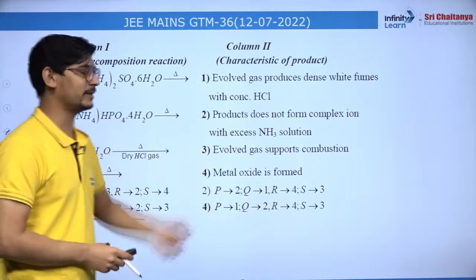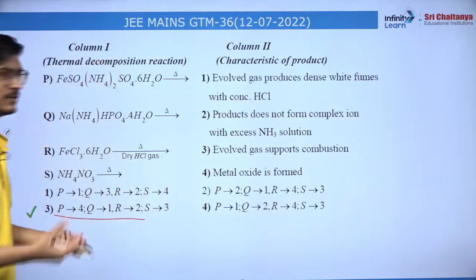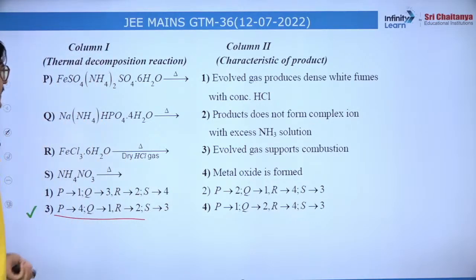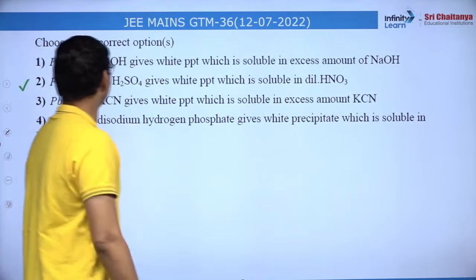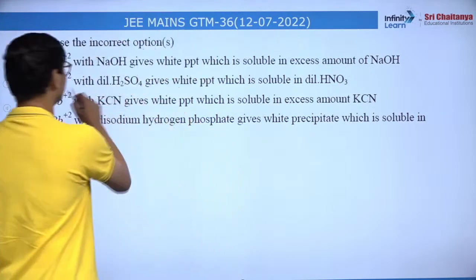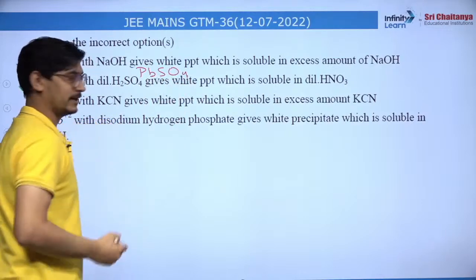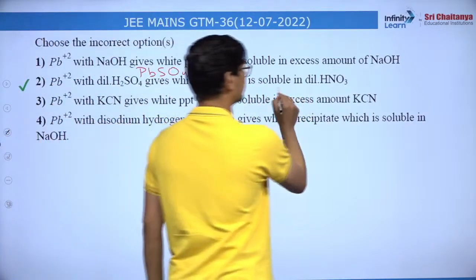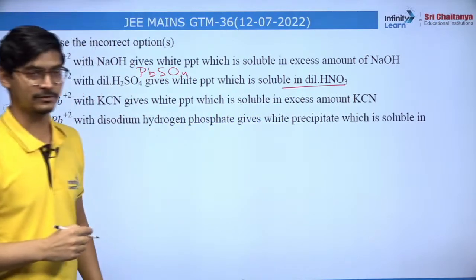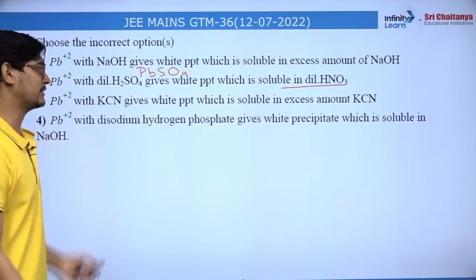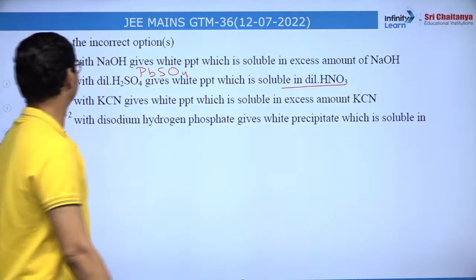When you heat it, you get N2O, which supports combustion because it has oxygen. So this is the correct answer. Then in this, the incorrect option is: lead with dilute H2SO4 gives lead sulfate, a white precipitate, yes, which is soluble in dilute HNO3. No, it is not soluble in dilute HNO3. It is soluble in concentrated HNO3. So this is the incorrect statement.